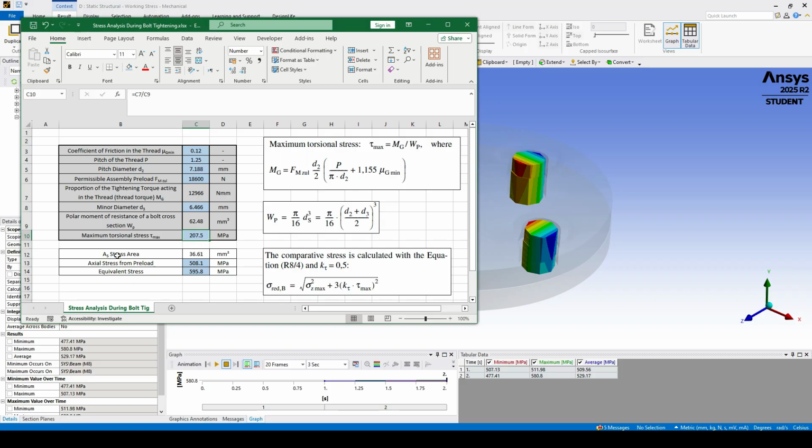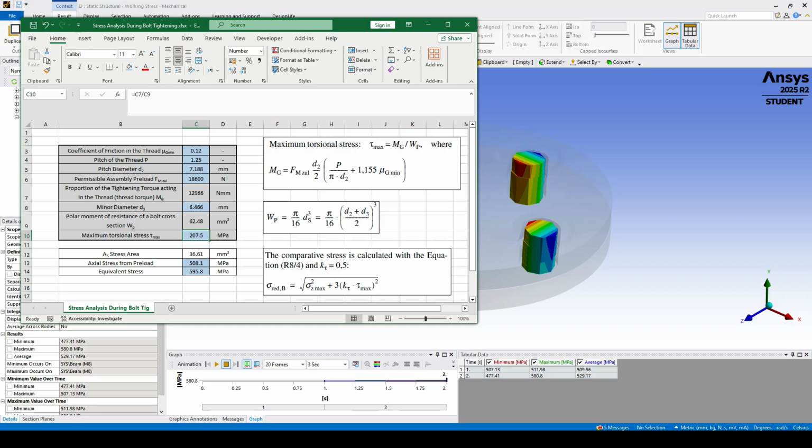even before we apply the external 20 kilonewton load, as in our bolt plate connection here. And this explains why simply looking at the ANSYS bolt stresses can be misleading. Those results represent only the stresses caused by the external load, not the stresses introduced during assembly. So to know the real stress state of the bolt, both effects must be considered.